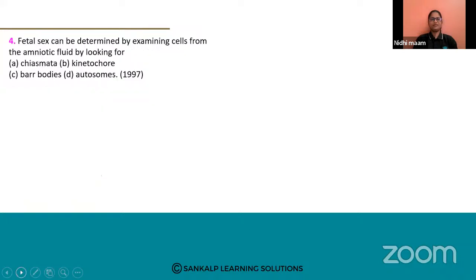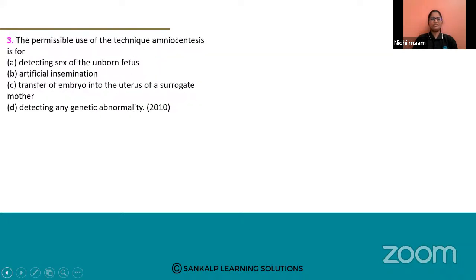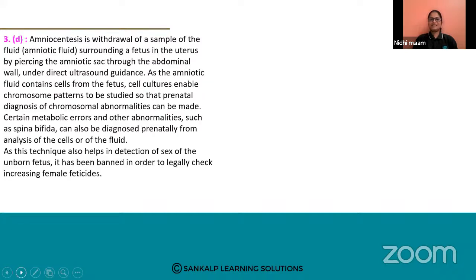Thank you. So here your answer is detecting any genetic abnormality; amniocentesis is done for that. See how neatly they explained how amniocentesis is done. It is collecting the amniotic fluid by making a small hole in the amniotic sac so that the fluid will be collected and tested.